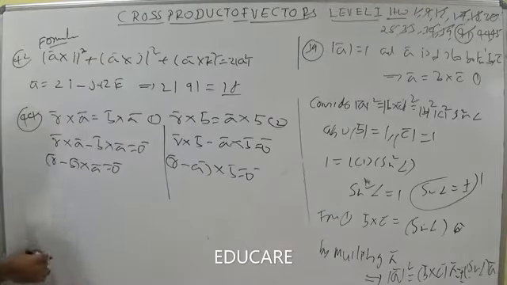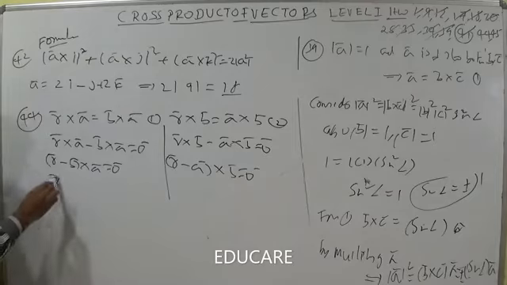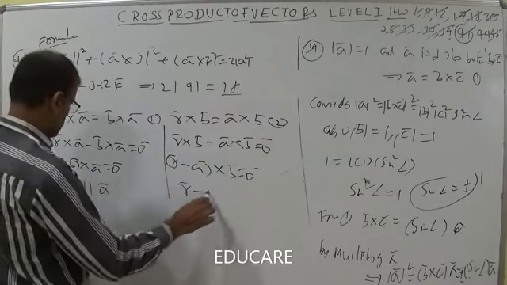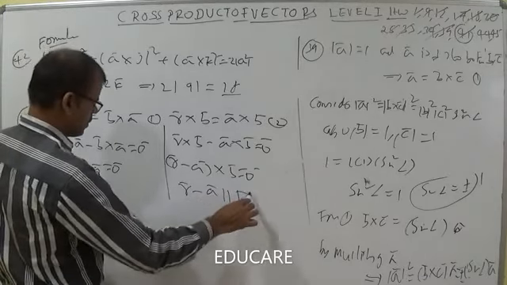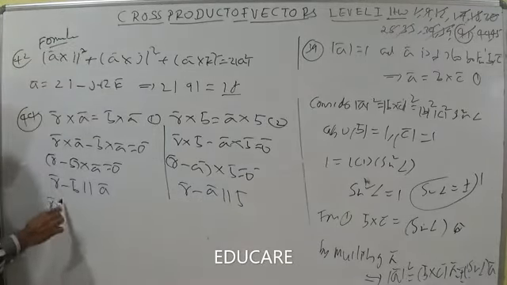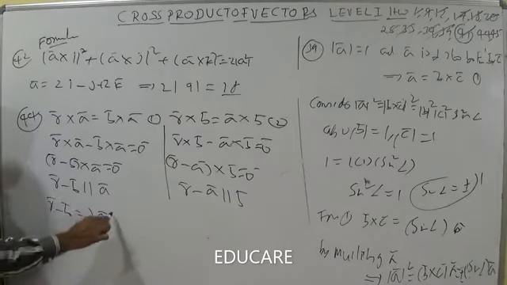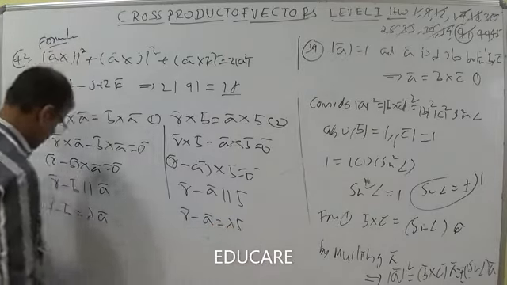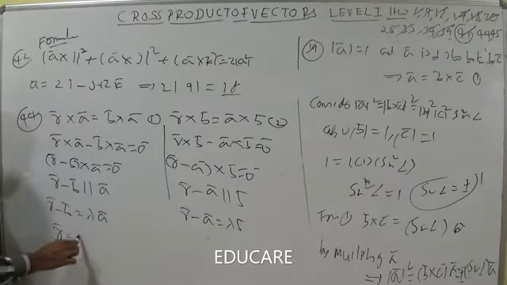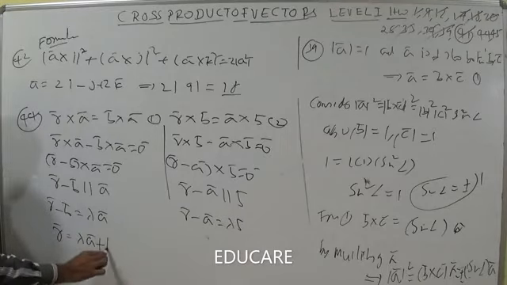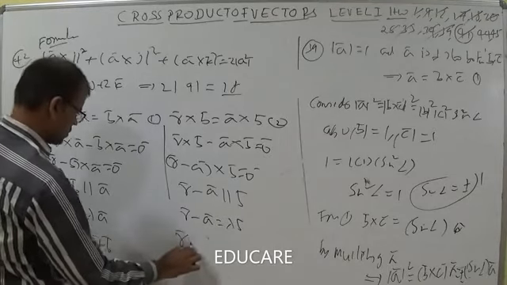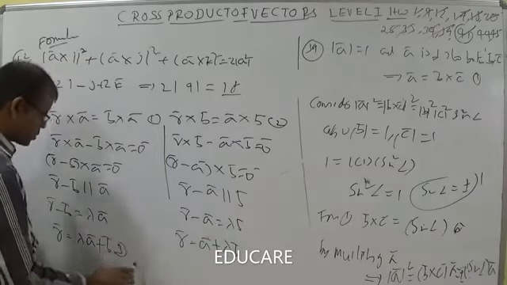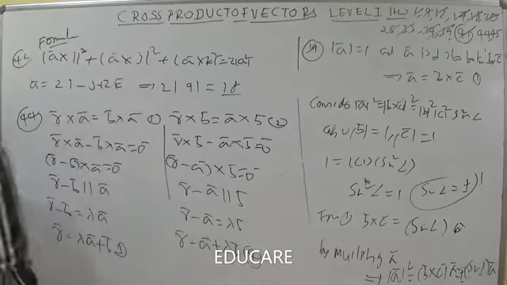So R bar taken common, here you can write R bar minus A bar cross B bar equal to 0 bar. Here R bar minus B bar is parallel to A, and here R bar minus A bar is parallel to B. So you can write R bar minus B bar is equal to lambda into A bar, and R bar minus A bar is equal to lambda into B bar. R bar is equal to lambda A bar plus B bar. Here R bar is equal to A bar plus lambda B bar. Let it be third equation and let it be fourth equation.